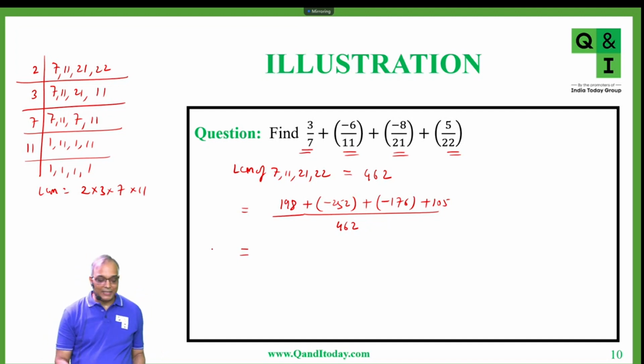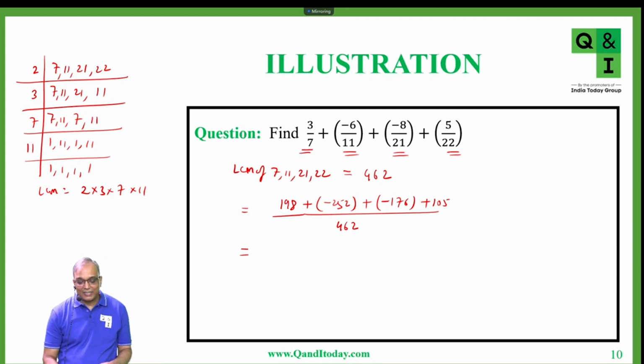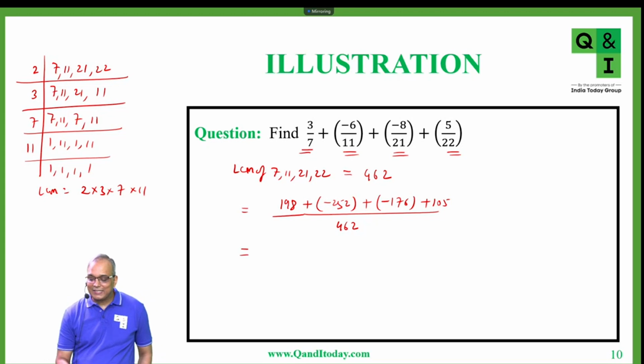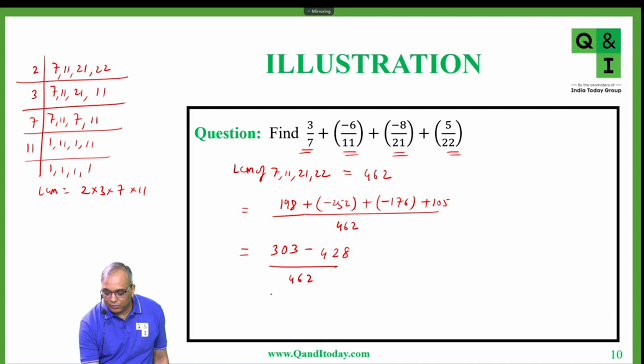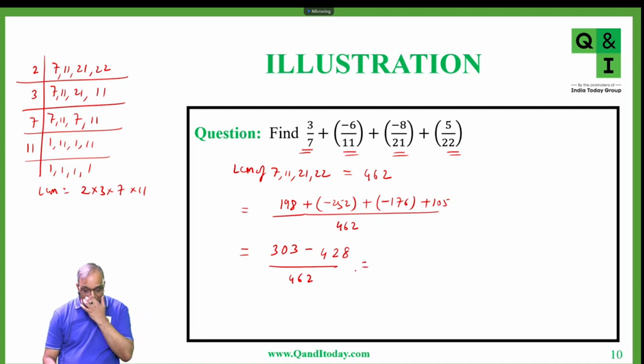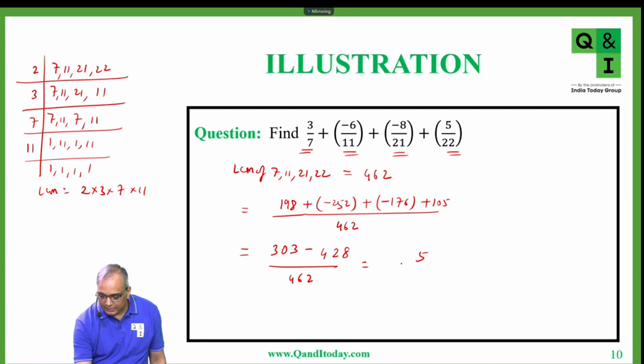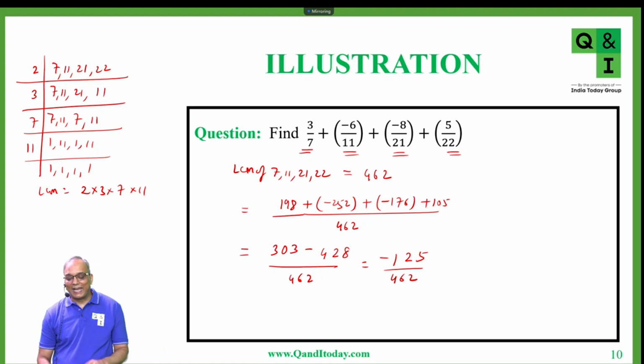Once we have done this, we'll add them together. We'll bring the positive numbers together and the negative ones together. So 198 and 105 will be 303, minus of 252 and 176, by 462. So 303 minus 428 is minus 125 by 462. So this is your answer here.